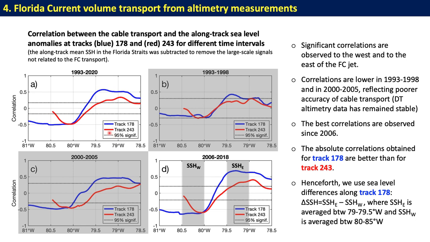And to compute the differences, we select two segments with the largest correlations: the eastern segment between 79 and 79.5 west, and the western segment between 80 and 80.5 west.